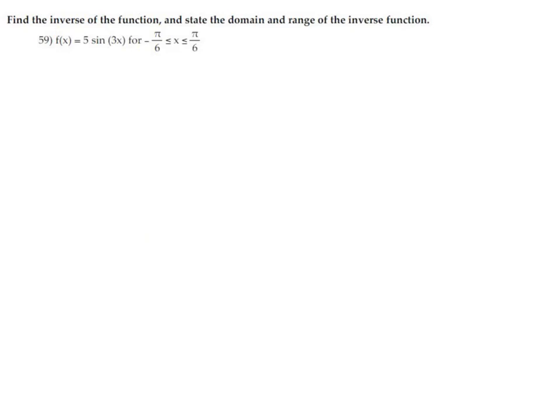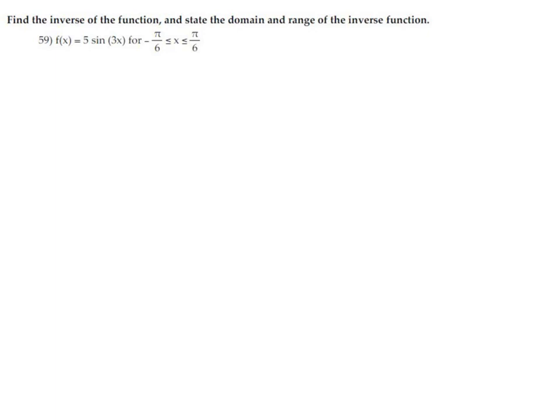Alright, now we get to actually find the inverse of a function. State the domain and range of the inverse function. In order to get the domain and range of the inverse function, it's helpful to have the domain and range of the start function. They give us the domain, negative pi sixths less than or equal to x, less than or equal to pi sixths.